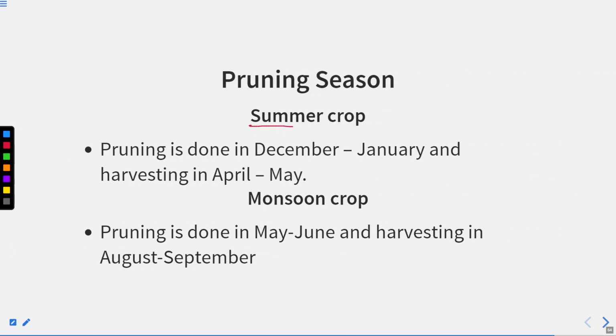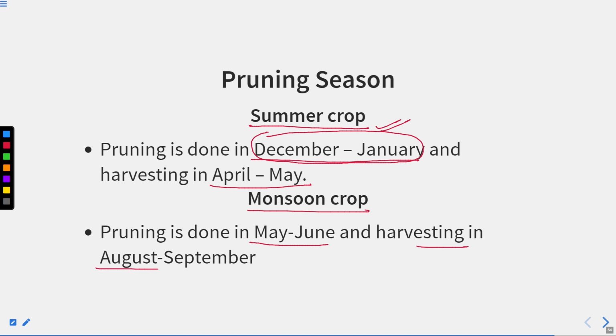Now, pruning season, summer crop. Pruning is done in December, January, and harvesting is done in April and May. So this is the time of pruning when you are having the summer crop. And when you are having the monsoon crop, then what is the time of pruning? It is done in May, June, and the harvesting in the month of August and September. So depending upon the type of crop, whether it is a summer crop or a monsoon crop, pruning is decided in which month we have to do.